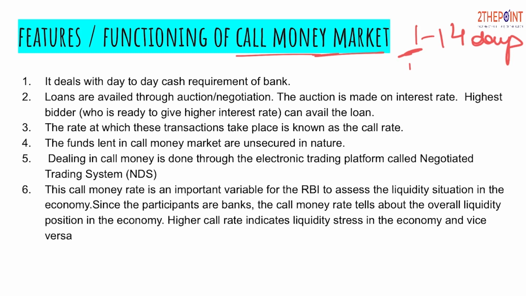Now the next feature is the rate at which these transactions take place. The second point: loans are availed through auction negotiation. The auction is made on interest rate. The highest bidder, who is ready to give a higher interest rate, can avail the loan. So for example, there are some lenders and here are the borrowers. Let's suppose there are 4 borrowers by the names of A, B, C and D.